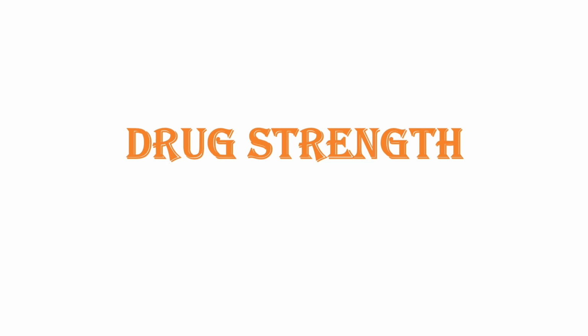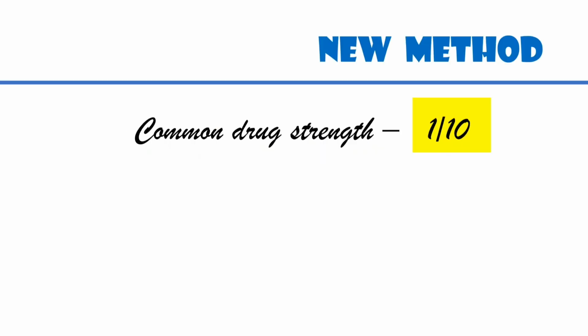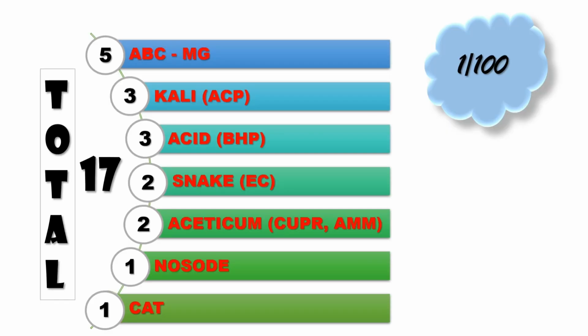Today we are going to see about the drug strength. In the old method of mother tincture preparation, drug strength was variable according to the class in which it was prepared. But in the new method, it is uniform. So the common drug strength is 1 by 10. But a few drugs have exceptions. They have different drug powers. And this MCQ is frequently asked in competitive exams.